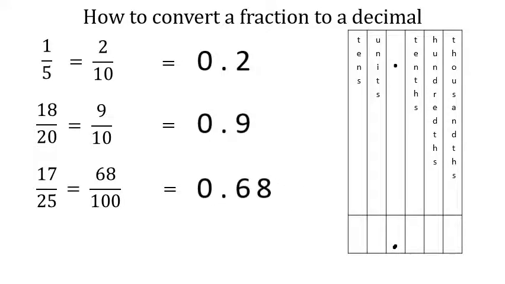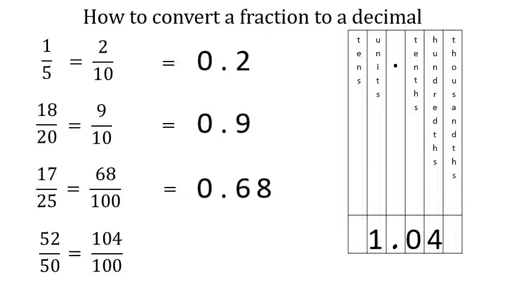In the fraction 52 over 50, we can multiply top and bottom by 2 to get 104 over 100. We place the 4 in the hundredths column because the fraction is now out of 100. This is the second decimal place, and the 0 and the 1 are placed to the left of the 4.